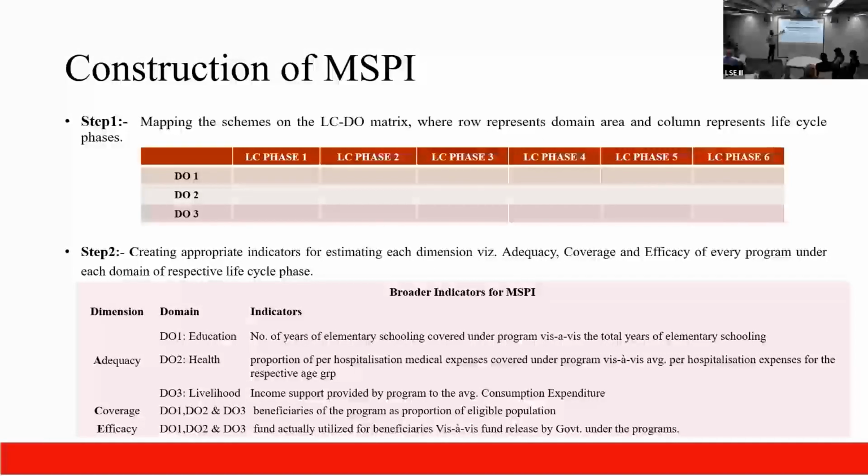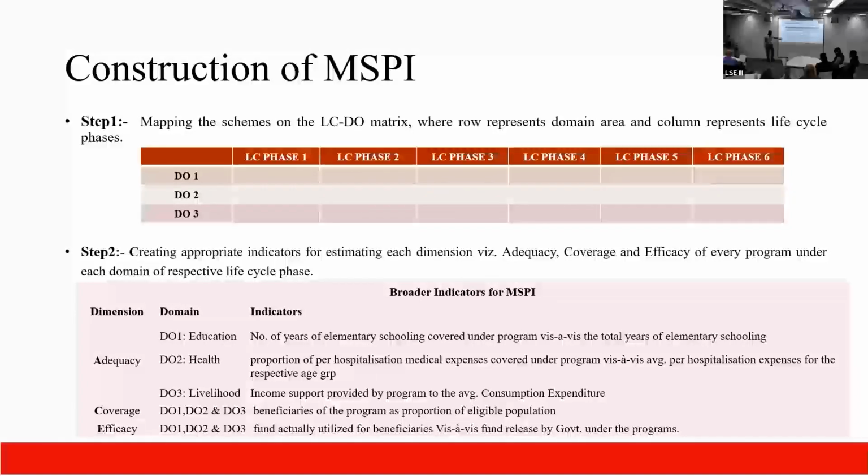The first thing, the matrix for the evaluation purpose or for arriving at a score of this particular index, we are doing first in mapping. And at the second stage, we are creating the indicators for each of the dimension. Here I have given some indicative indicators for measuring the various dimensions.